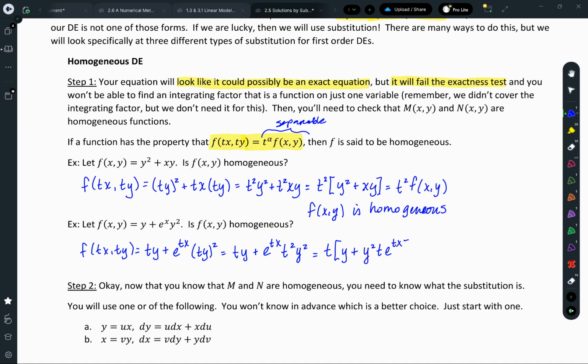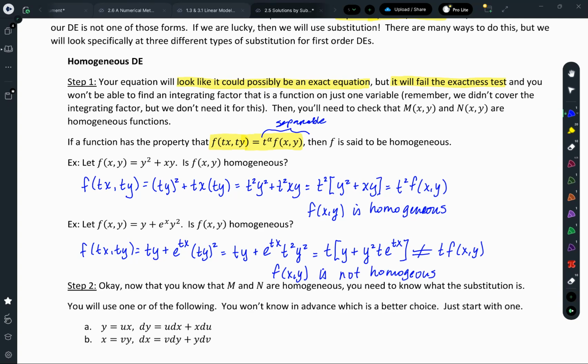And what that's showing me is that I didn't get back some power of t times my original function. So this does not equal t times f of xy. It left behind something that is totally not separable. And that means that f of xy in this problem is not homogeneous. So this method that we're about to learn would not work for this equation.